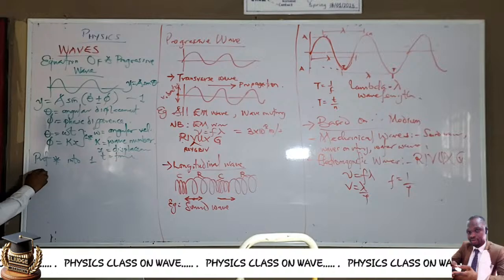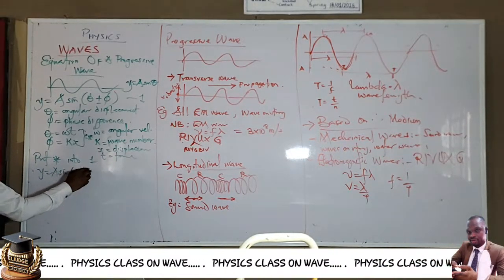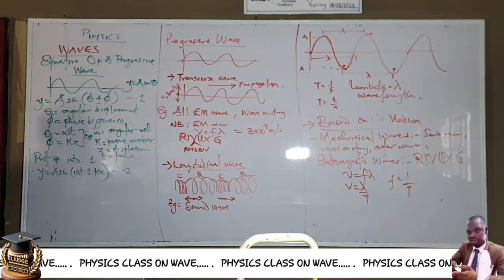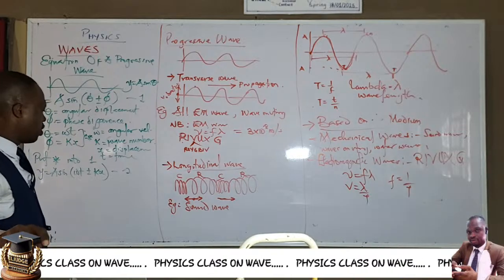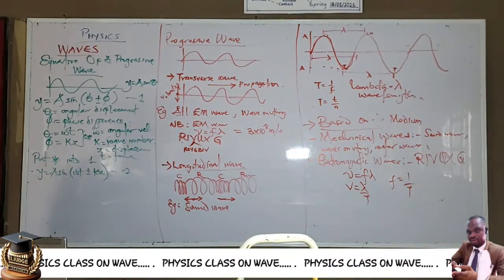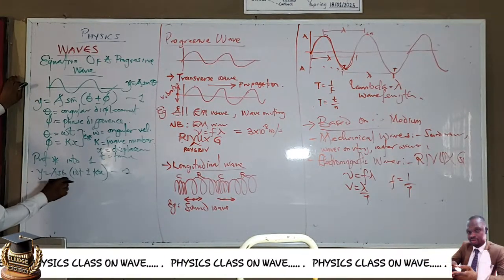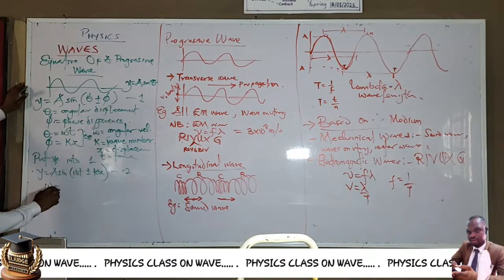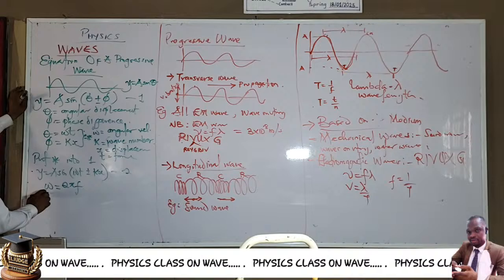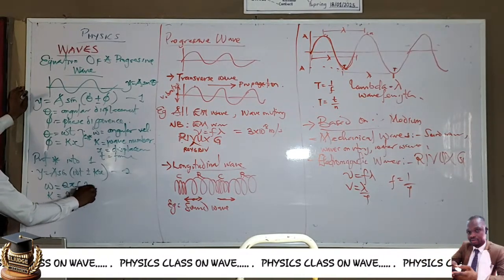Then we have y equals A sine (omega t plus or minus kx), equation 2. Also, when we look at omega, which is the angular velocity, it is given by 2 pi f, and your k is given by 2 pi over lambda. Let's call this equation star star.